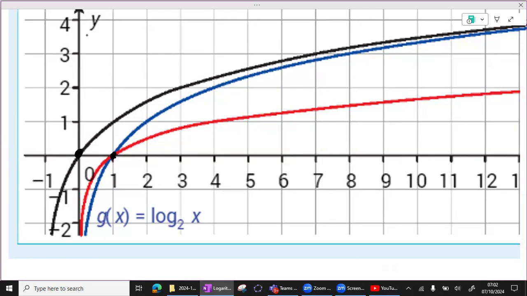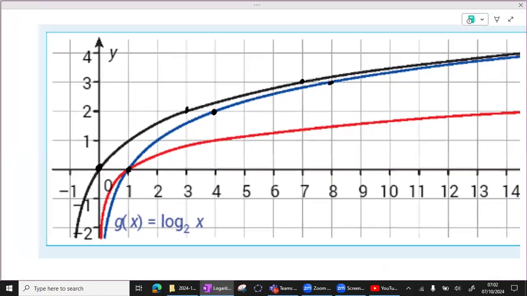You can pick other points on the graph as well. Like if you pick this one up here at 4, 2, does that move 1 left? It does. There it is, 1 left. Okay, and you can do it up here as well. It's 8, 3. If you go 1 left, it's there. So no matter where you go on the graph, you're going one to the left.